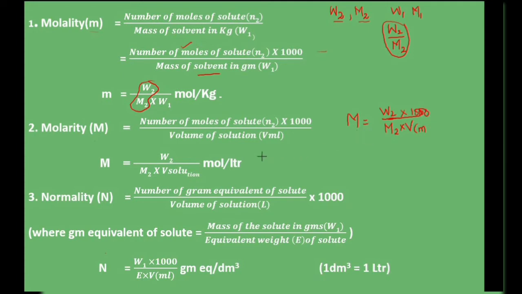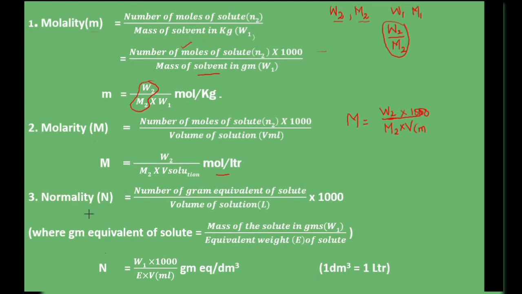What is the unit for molarity? It is mole per liter. Since it is number of moles of the solute divided by volume of the solution in liters, for number of moles the unit is mole, and for volume of the solution in liters, per liter. So the unit goes like this: mole per liter. Understood? So these are the two important ones. Molality we have seen, molarity also we have seen.